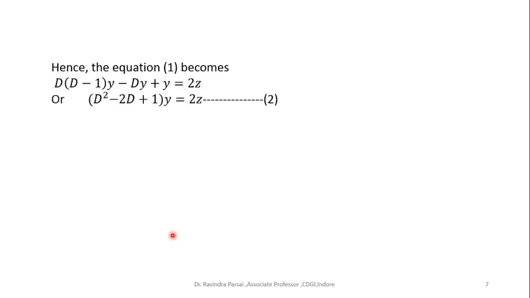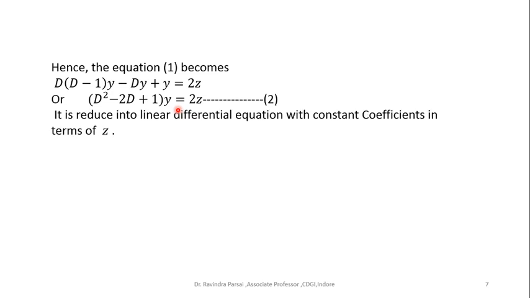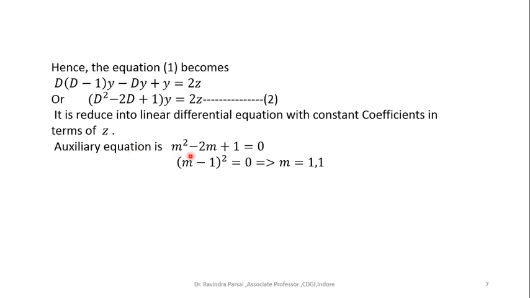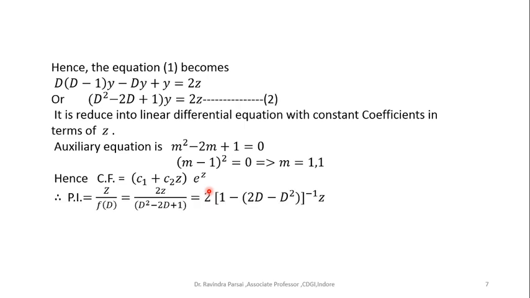Therefore your equation is reduced into constant coefficient form as (D square minus 2D plus 1) over y equal to z. So it reduces into a linear equation with constant coefficients in terms of z. First we write the auxiliary equation: m square minus 2m plus 1 equal to 0, (m minus 1) whole square equal to 0, that is m equal to 1, 1. Therefore the roots are equal and repeated. You write CF as (c1 plus c2 z) e raised to z, and the particular integral you will write as capital Z upon f of D. Capital Z, a function of z, is z upon D square minus 2D plus 1.